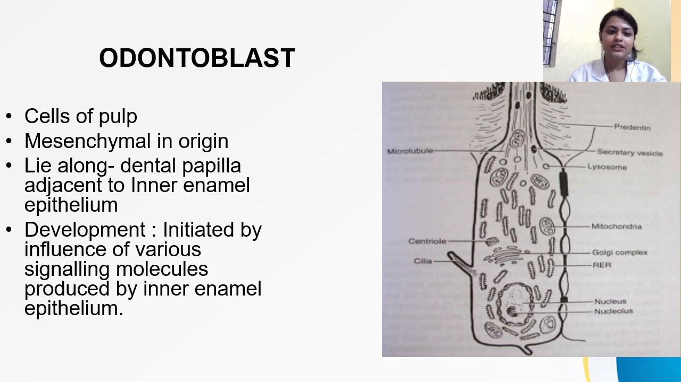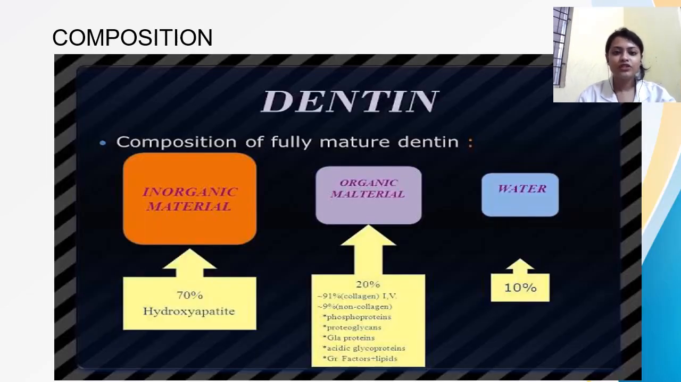It lies along the dental papilla adjacent to the inner enamel epithelium. Development is initiated by the influence of various signaling molecules produced by the inner enamel epithelium. So certain signaling molecules will be influenced by the inner enamel epithelium, which will give rise to these specialized cells called odontoblasts. Because we all know that without the formation of the odontoblast and the dentin, the enamel formation won't begin.